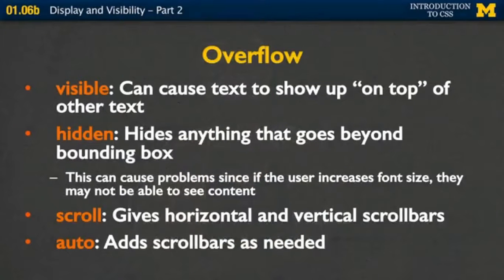So a third option is to give overflow scroll. And what this will do is it'll actually give a horizontal and vertical scroll bar to the element. Even if it's just a paragraph, all of a sudden your paragraph has a scroll bar so people can see everything that's in it. The final value is auto. And what it does is it says, oh, I'm only going to add scroll bars as needed depending on how the person's viewing the site right now.